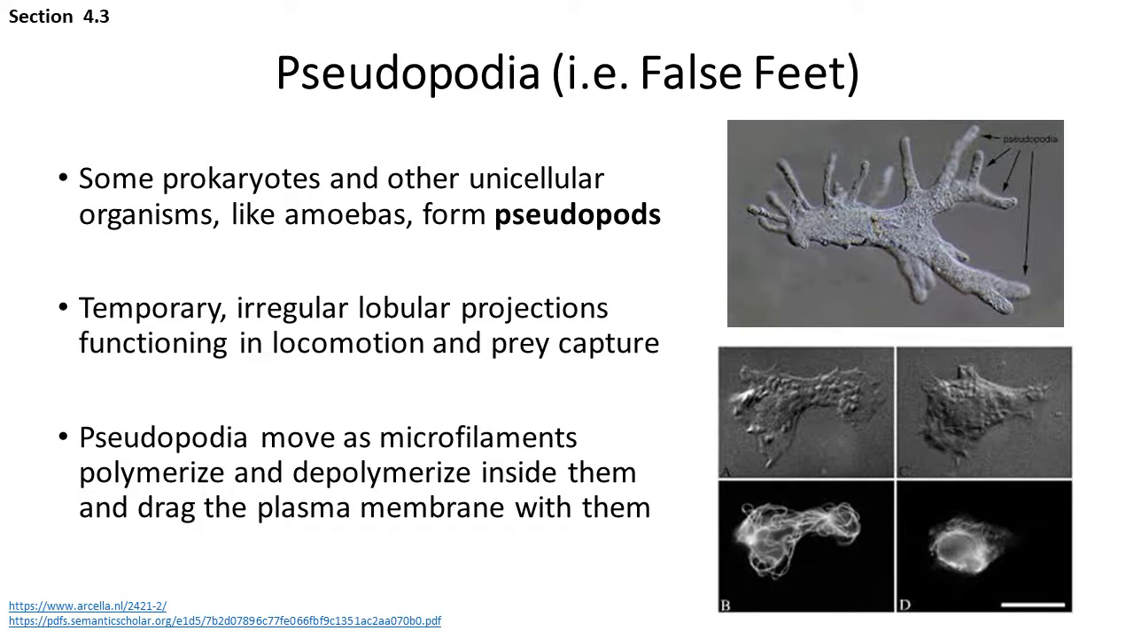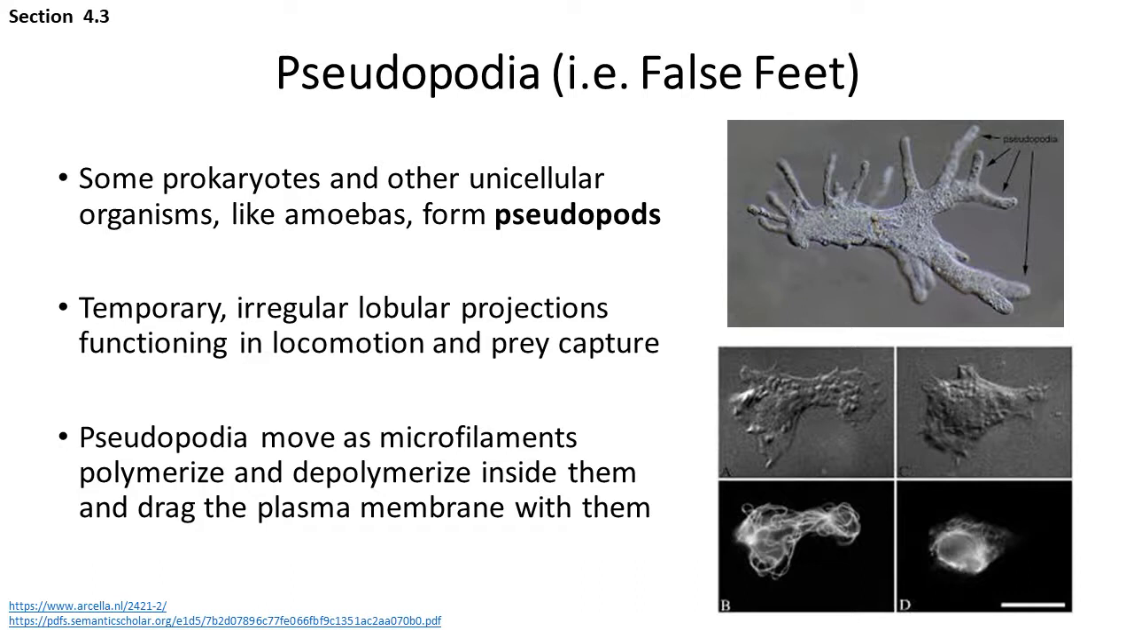Some prokaryotes and other types of eukaryotic cells, including our cells and unicellular organisms like amoebas, form what are called pseudopods. These are temporary, irregular lobular projections that function in locomotion and prey capture. So these are extensions of the cell that can move away from the main body of the cell.